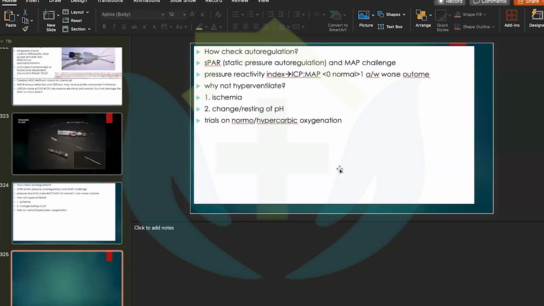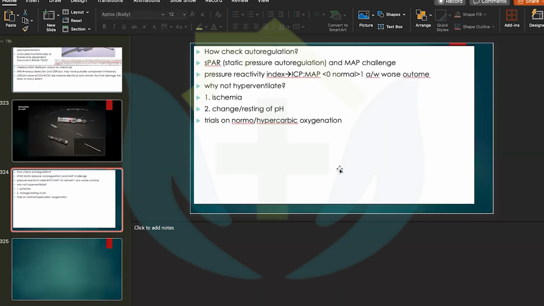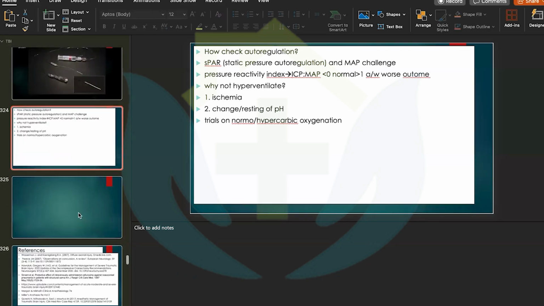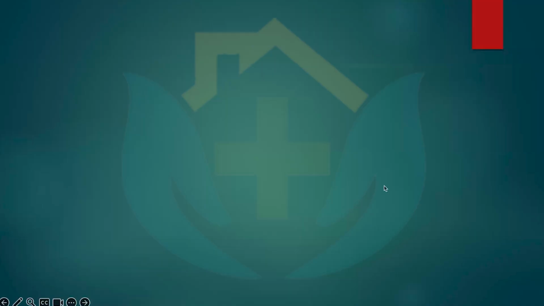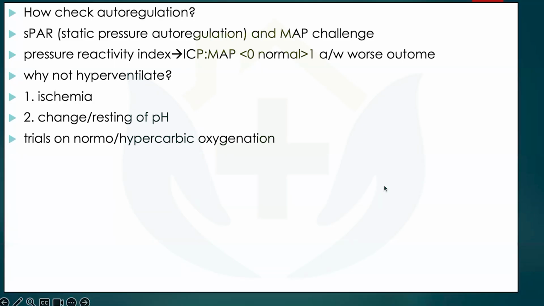How to check autoregulation? I'm not going into the details. One of them is the MAP challenge. I've already discussed it. It can be checked by your TCD. What are the other ways that we can measure your ICP, other than obviously putting an EVD? Not always do we put an EVD. You can measure the optic nerve sheath diameter. If anyone is familiar with it, they can go and do it. Very easy to do. But the BTF does not recommend optic nerve sheath diameter routinely because it has a subjective component.